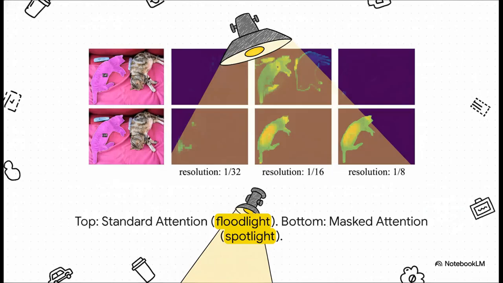This is such a great way to visualize it. Think of how older models work. Their attention mechanism is like a giant floodlight. To figure out what one single object is, they blast the whole image with light, wasting tons of computational energy on the background and everything else. But masked attention? That's like a precision spotlight. It learns to focus its attention only on the tiny area where it thinks an object actually is.